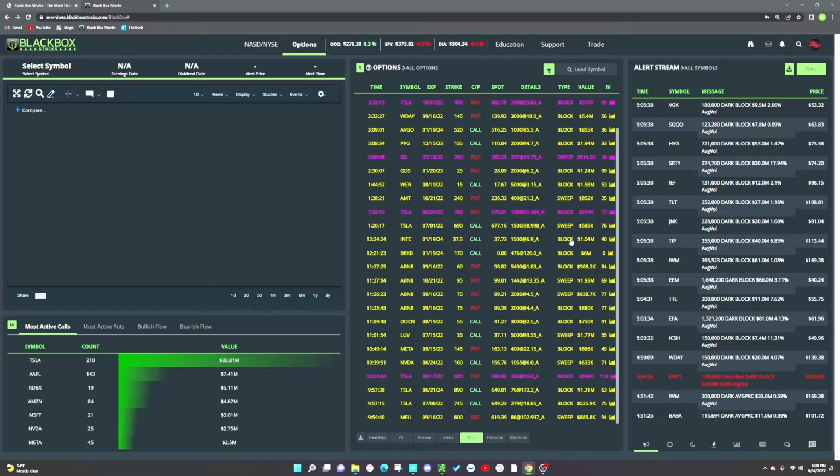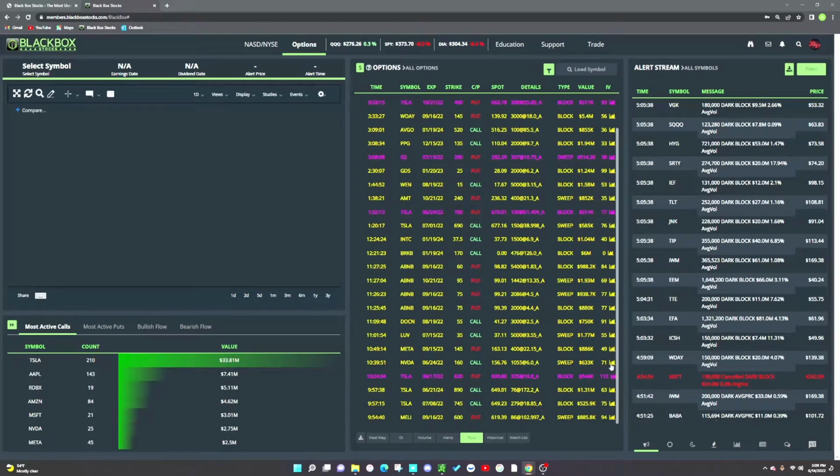So right here with Intel, this block came through, 1.04 million. Now what's the difference between a block and a sweep? All right, so this shows urgency. If you have a block trade, that means you're going through with a single exchange. If you have a sweep, you're going to sweep through all the exchanges and get filled. This pretty much shows that the purchaser of this option says, I want in and I want in right now. They paid $6 in premium for this, 633,000.